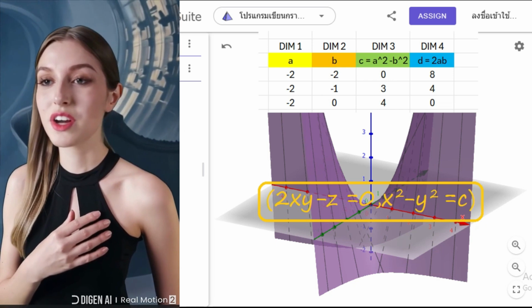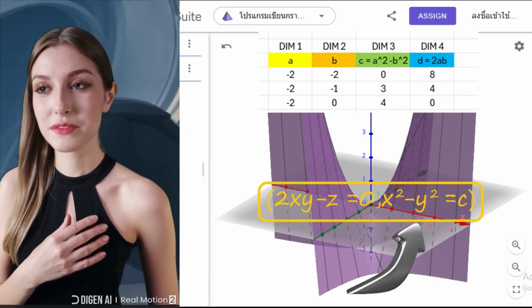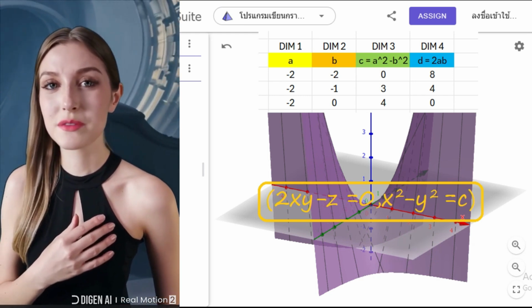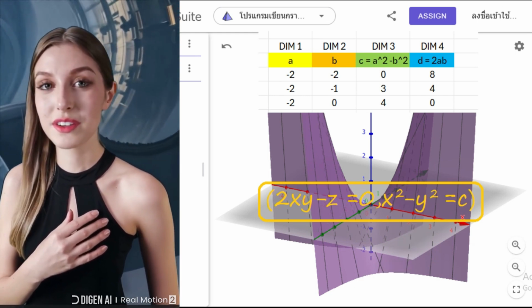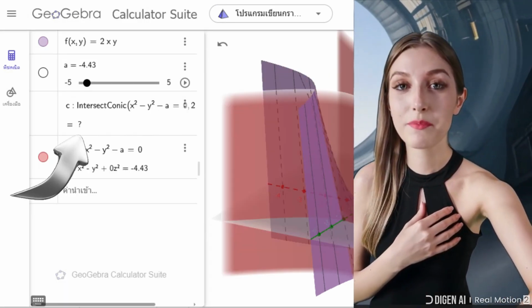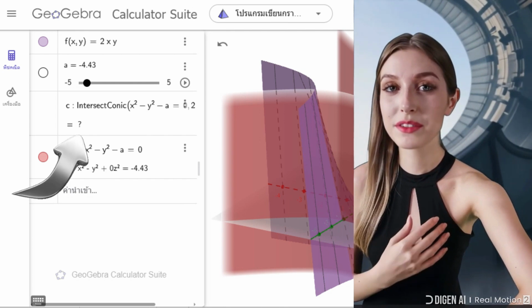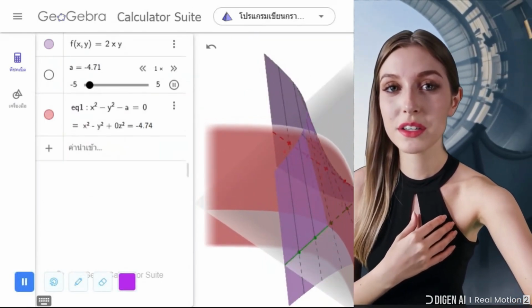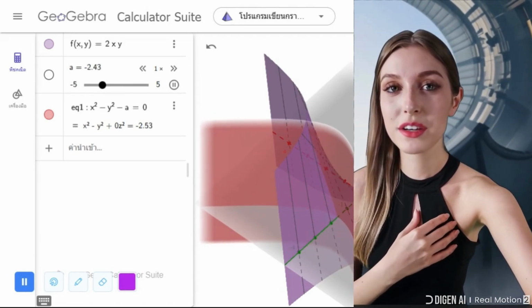The condition in the third dimension is x squared minus y squared equal to c. If c is a parameter, what shape is the intersecting curved line with the complex surface? Unfortunately, GeoGebra could not find the intersection of these two surfaces. However, we can draw these two graphs separately. Let's see the intersecting curved line.